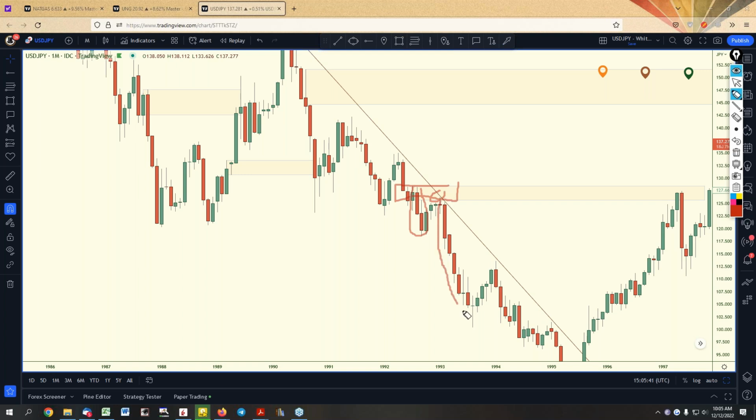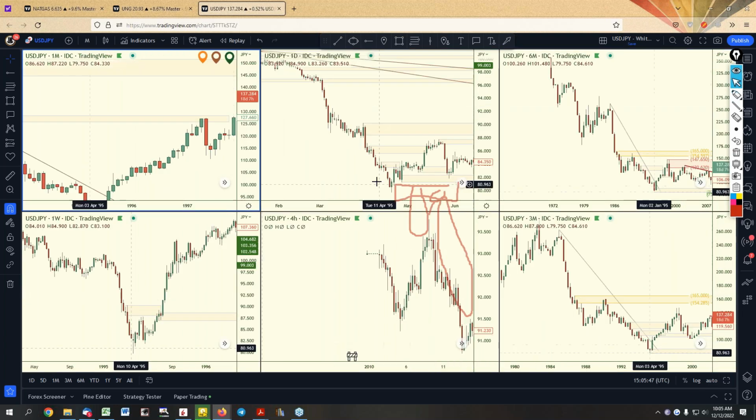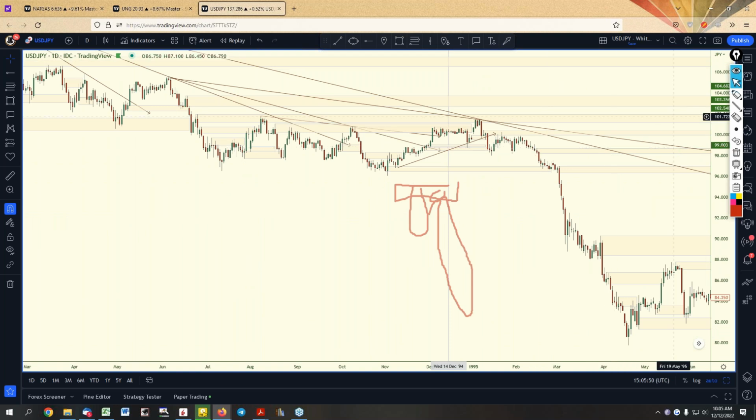So look, this is what's being formed here on the monthly candle. So what is that going to look like on the daily? Well, you see it. Look at that. Look how far. Didn't take much.